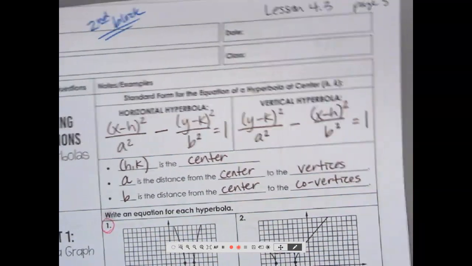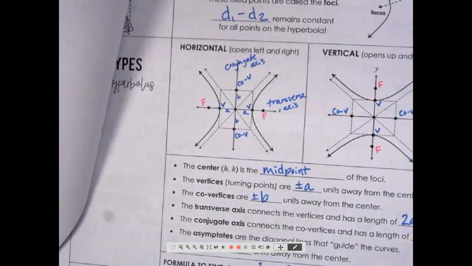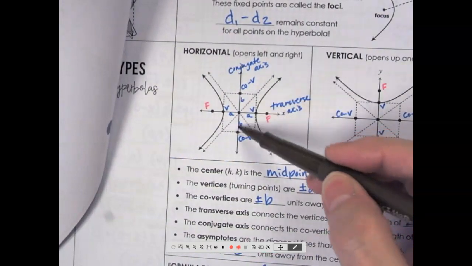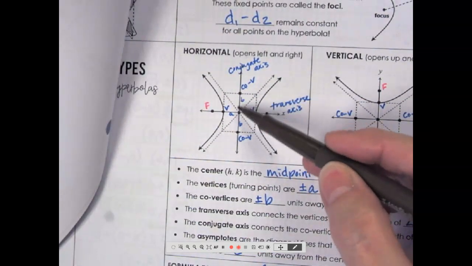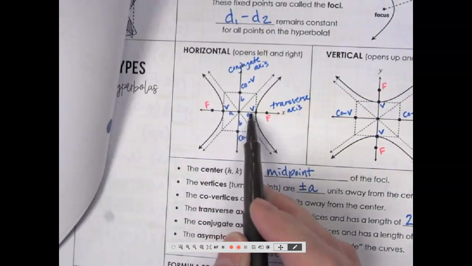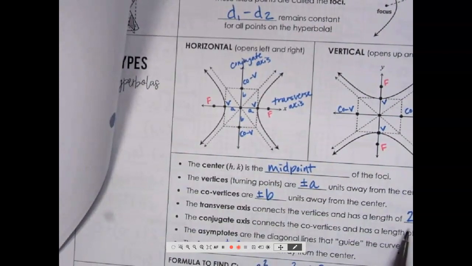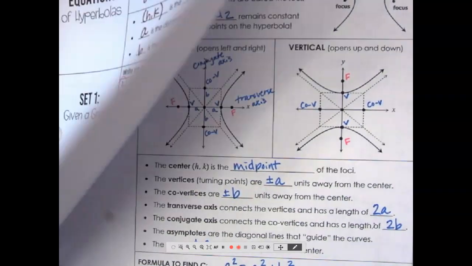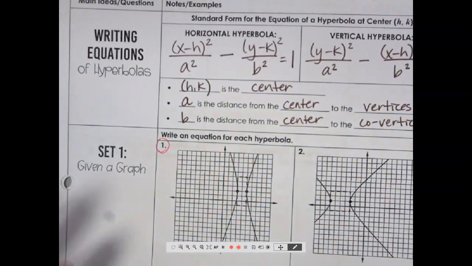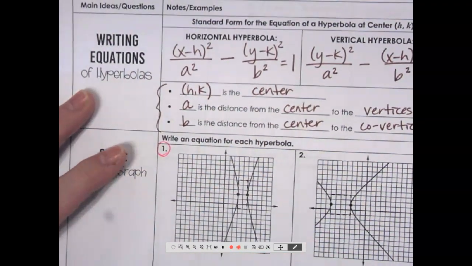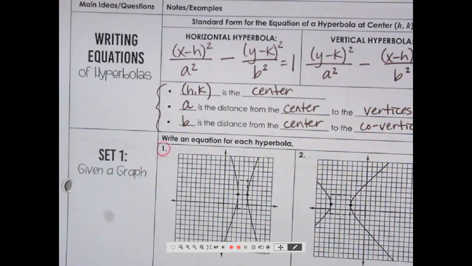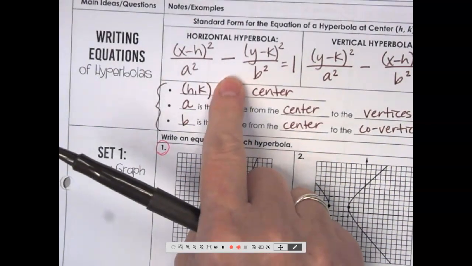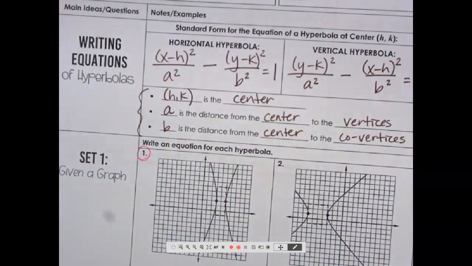Okay, just to review one more difference here. The conjugate axis connects the co-vertices. The transverse axis connects the vertices. So the transverse axis is 2a, and the conjugate axis is 2b. We'll use that for at least one problem today. Okay, so really, these three things are what we need to know to write the equation of a hyperbola. I need to know the h and k, so I need to know the center point, and I need to know a and I know b. And if I know those four variables, then I can write the equation of the hyperbola. Okay, so that's what we're going to deal with.